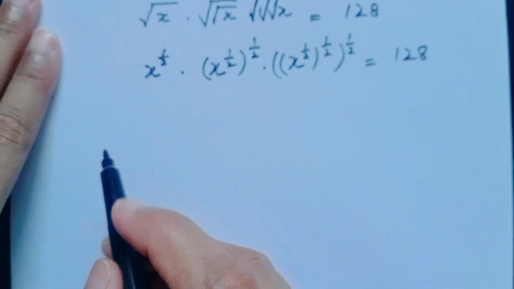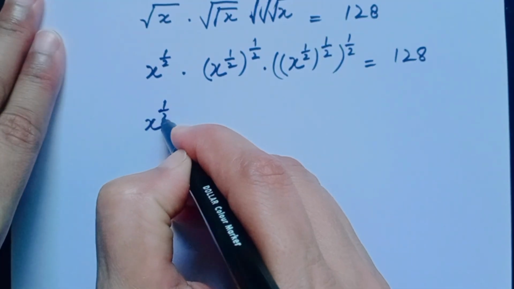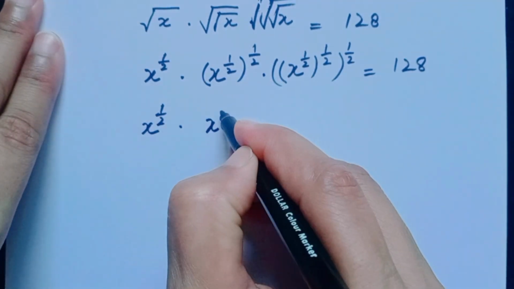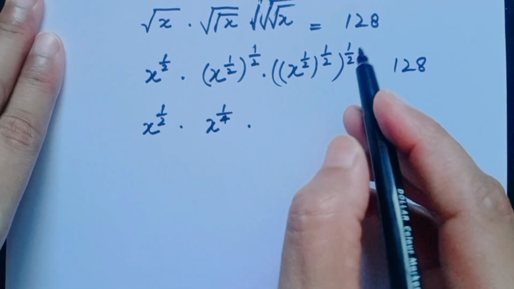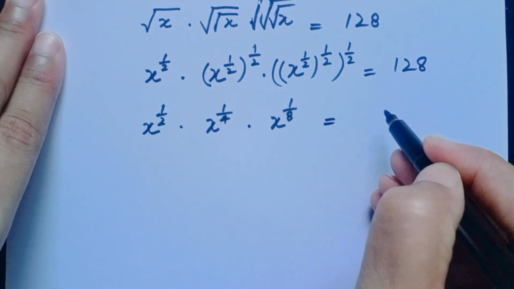So in the next step, we will multiply these powers. Here we have x power 1 over 2 times, here we have 2 powers, 1 over 4, x power 1 over 4 times, here we have 3 powers, so we will have x power 1 over 8 is equal to 128.